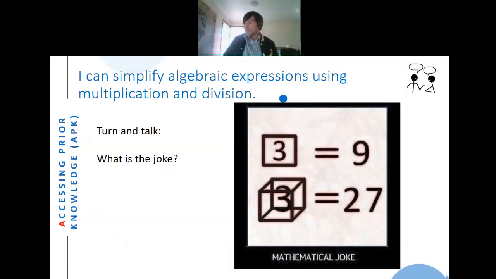All right. So hopefully you guys can see that the first one we got is 3 squared. 3 in a square? Yeah, 3 squared. 3 squared is equal to 9. And then the second one is that we got a 3 in a cube. So that's 3 cubed, and that's 27. Okay. Not much of a joke, but hey.